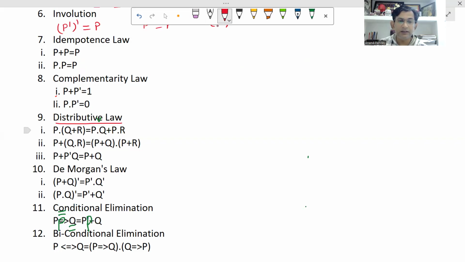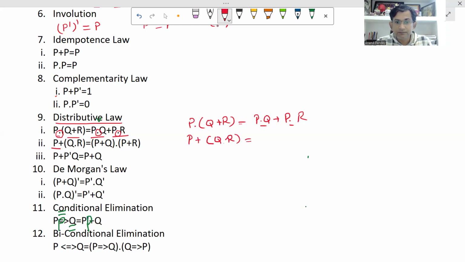Now coming to the next, distributive law. See here, p dot (q plus r) equals p dot q plus p dot r. This you are used to in maths also. Please remember why it is called distributive law: the symbol which is outside the bracket is distributed in this law. Let me show you p dot (q plus r). This dot will be distributed over plus. So p dot q plus p dot r, the outside symbol is distributed. And the same thing for the second law, p plus (q dot r) equal to, this symbol outside the bracket will be distributed: (p plus q) dot (p plus r). So this is distributive law.